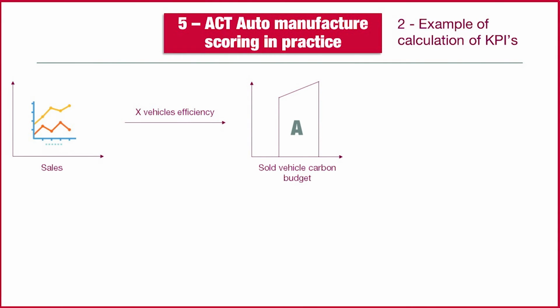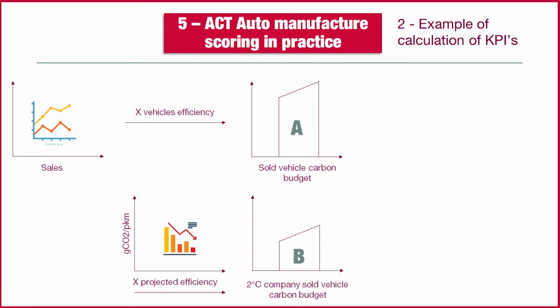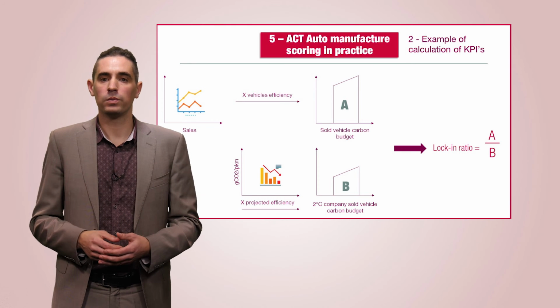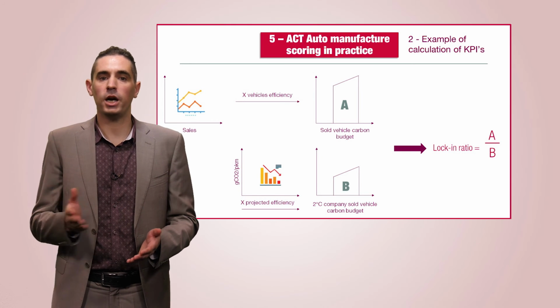and we calculate also a 2 degrees locked-in emission budget by multiplying the same sale projection by a 2-degree vehicle efficiency pathway to obtain a 2-degree compatible sold vehicle carbon budget that we call here B. The indicator is the locked-in ratio, meaning A divided by B. The indicator then needs to be transformed into a score.